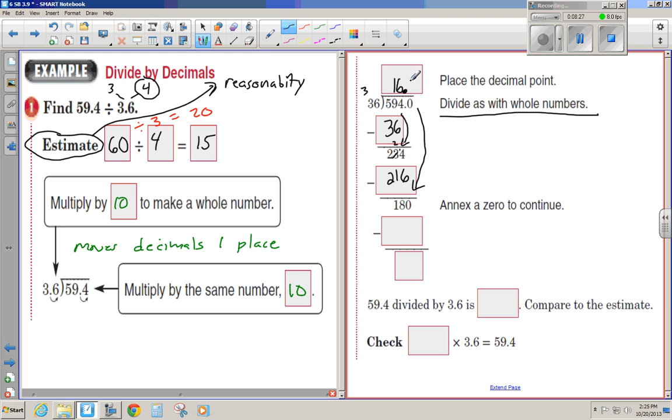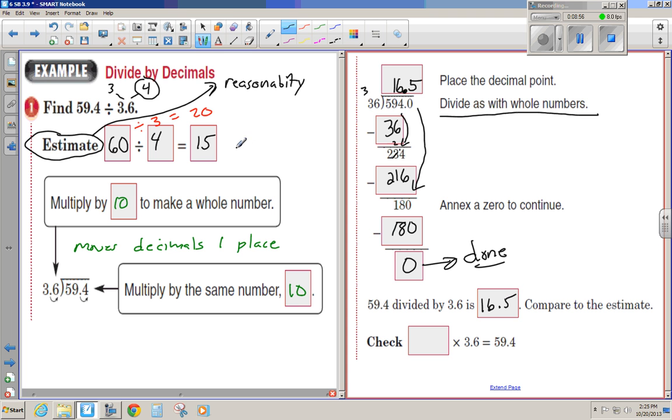Oh, no, 5 times. All right. Let's see how that works. 5 times 6 is 30. 5 times 3 is 15, plus that 3 gives me 18, and I have a 0. When you have a 0, you know you are done. So 59.4 divided by 3.6 is 16.5.